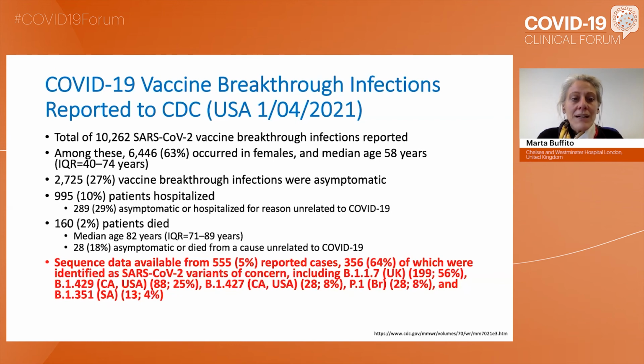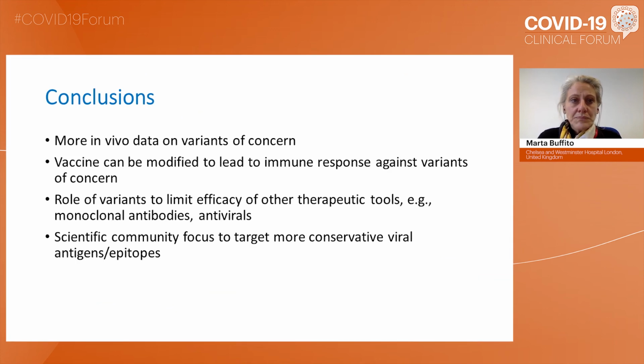2% of patients died, but approximately 20% of these were patients who were asymptomatic or died for reasons that were not caused by COVID-19. So 5% of the reported cases, and 64% of the 5% of the reported cases, were SARS-CoV-2 variants of concern. And this included the UK variants, the California variants, the Brazilian variants and the South African variants. But you can see that the frequency of the Brazilian and South African variants was still quite low. So in conclusion, I think we need more in vivo data on variants of concern and breakthrough infections.